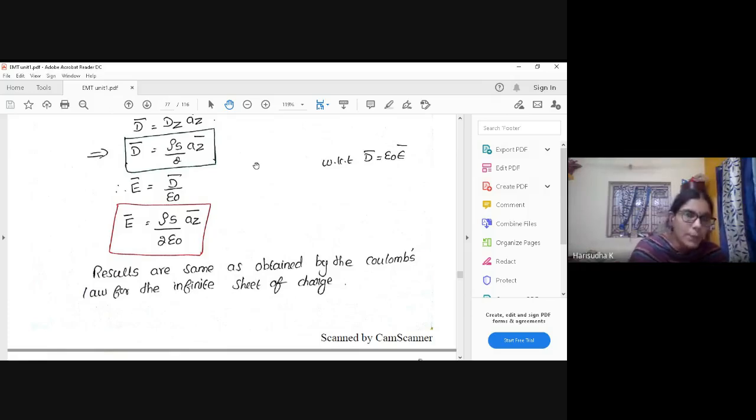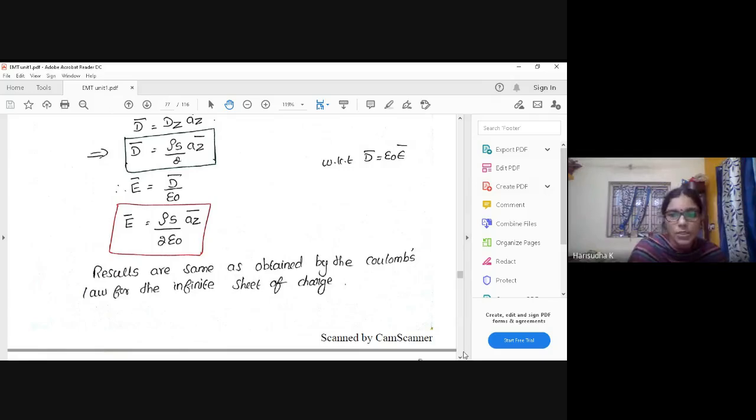So with implementing the Gaussian surface, we are going to find what is our electric field intensity and what is the electric flux density. For applying a Gaussian surface for an infinite sheet of charge, we have derived what is our electric flux density and what is our electric field intensity. And this electric field intensity equation is the same as the equation we got in Coulomb's law for the infinite sheet of charge.